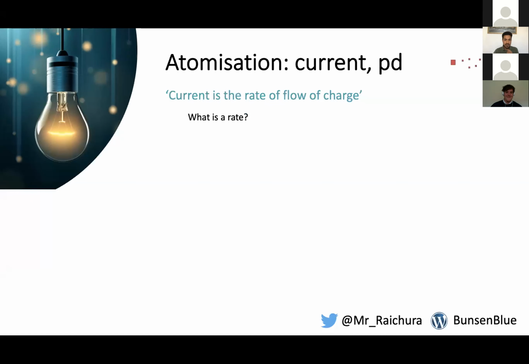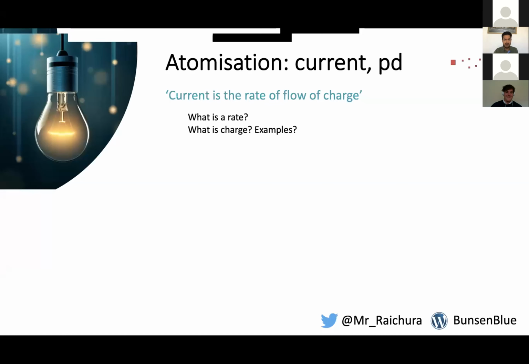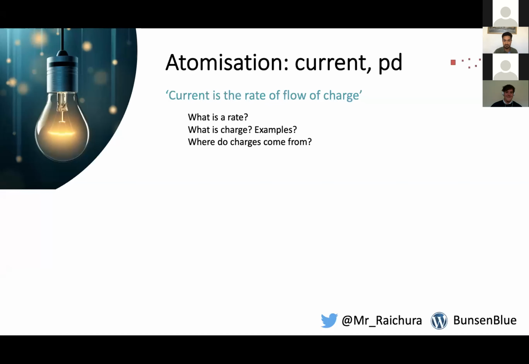So some of the questions that come up when I atomize current: what is rate? That's the word in that definition we need to explain. What is charge? What examples are there of charge? Concrete examples are superior to abstract ideas. If you keep talking about charge, but the pupils don't know lots of examples of what you mean by charge, then what are they imagining? Do they have something tangible they can think of when you say the word charge? That's what you want to make explicit later on when you're giving your explanation.